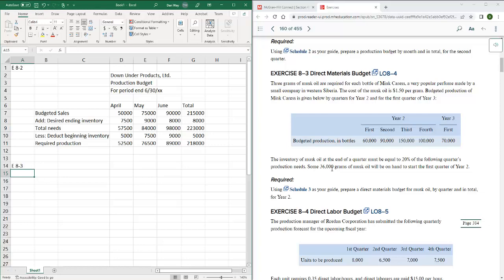We also know that 36,000 grams of musk oil would be on hand to start the first quarter of year 2 here. So now we want to put together a direct materials budget for musk oil by quarter and in total just for year 2 here.